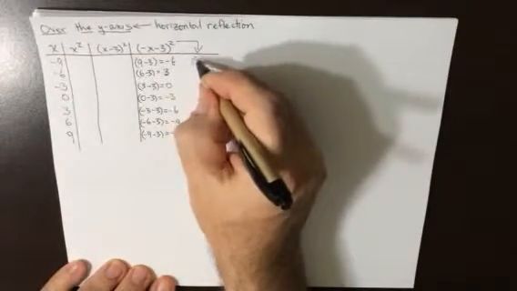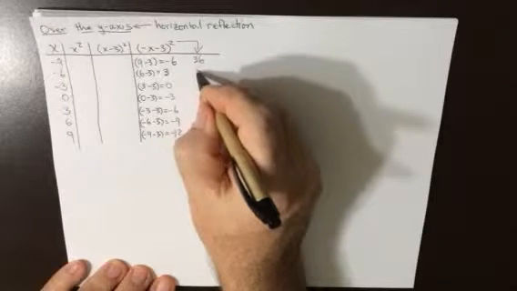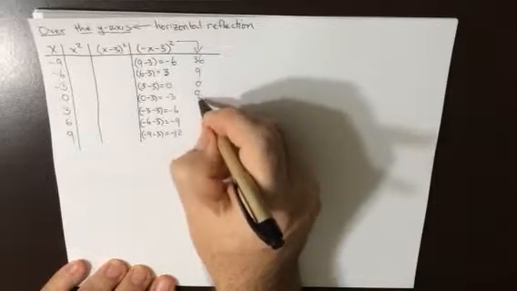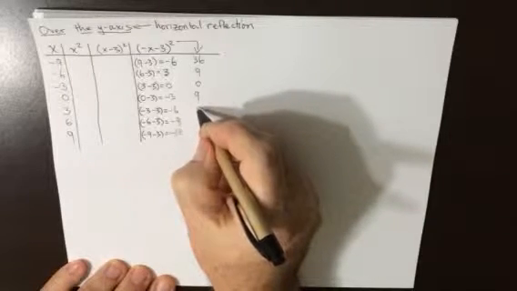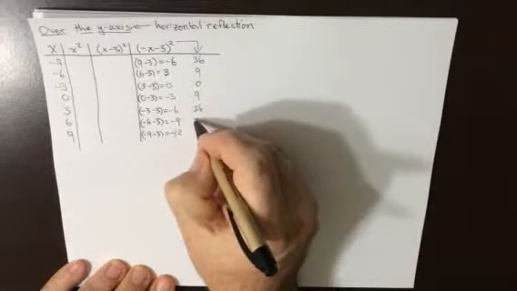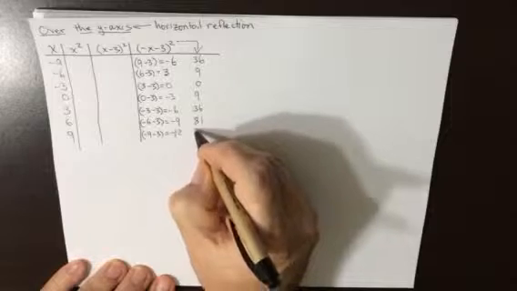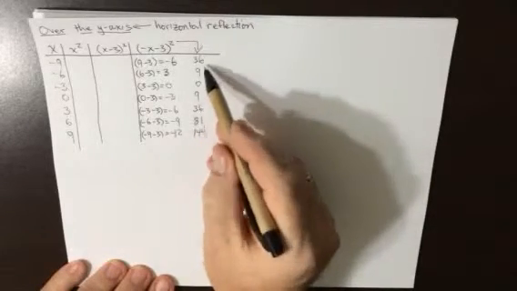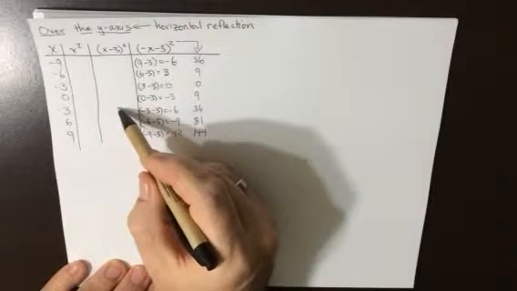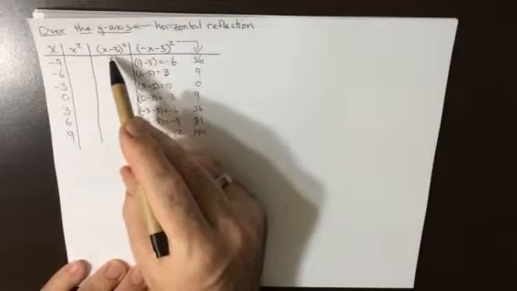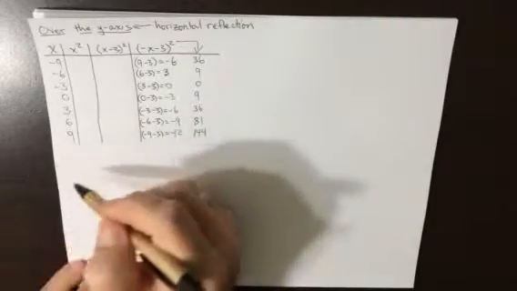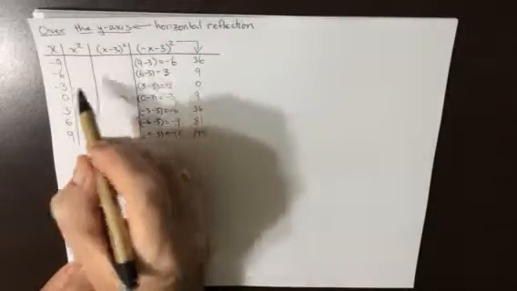So that's going to be 36, 9, 0, 9, 36, 81, 144. Okay. Let's compare that with what happens when we just did x minus 3 squared. Okay. And you have this in your notes, but I'll put it here again.